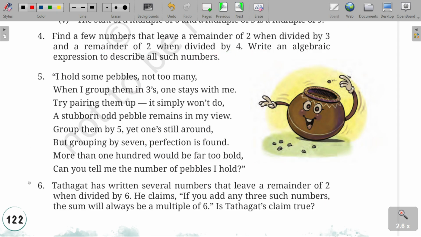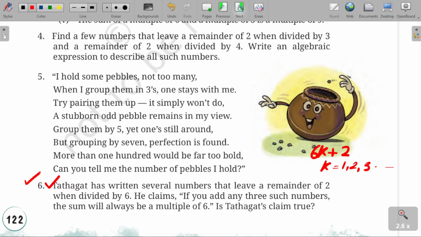So moving to the sixth question, Tathagat has written several numbers that leave a remainder of 2 when divided by 6. He claims if you add any three such numbers, the sum will always give a multiple of 6. Is the claim true? So, firstly, we can easily make the expression that is 6k plus 2. When divided by 6, it leaves the remainder 2. By putting the values of k here, 1, 2, 3, and so on, you will get the series as well.